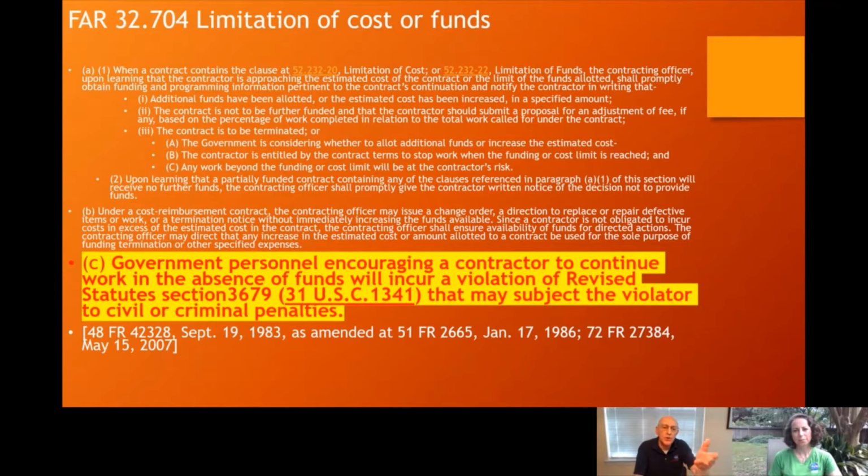You'll notice that this is what we have up as a chart from the FAR. This is Part 32, where it talks about these two clauses and how they operate. And they're highlighting there that government personnel cannot encourage contractors. You can't wink and nod and say, oh, well, don't worry, we're going to be good for it. They say it violates Revised Statute section 3679, which is the old version of the Anti-Deficiency Act, and the U.S. Code site is the current version.